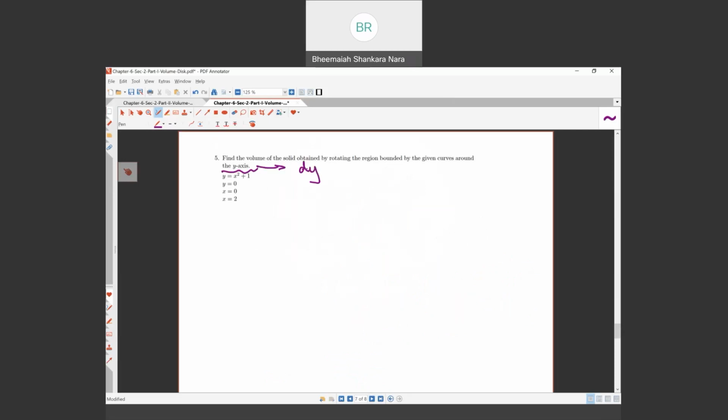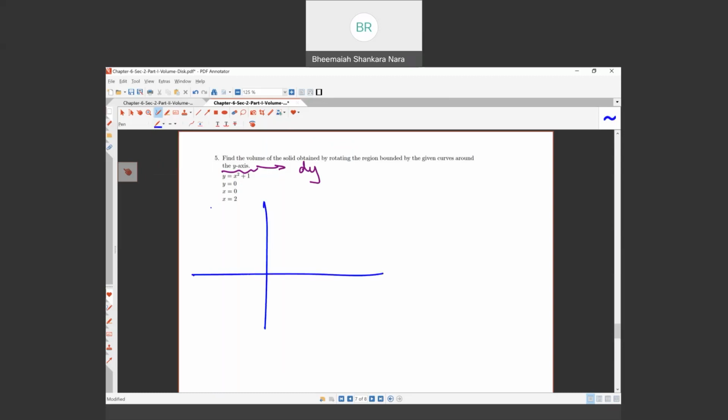Y equal to x square plus 1 is a parabola shifted 1 unit on the top. Y equal to 0 is a straight line. X equal to 0, x equal to 2, again straight lines. So try to draw all these 4 curves so you will understand the bounded region. So we can find the volume.